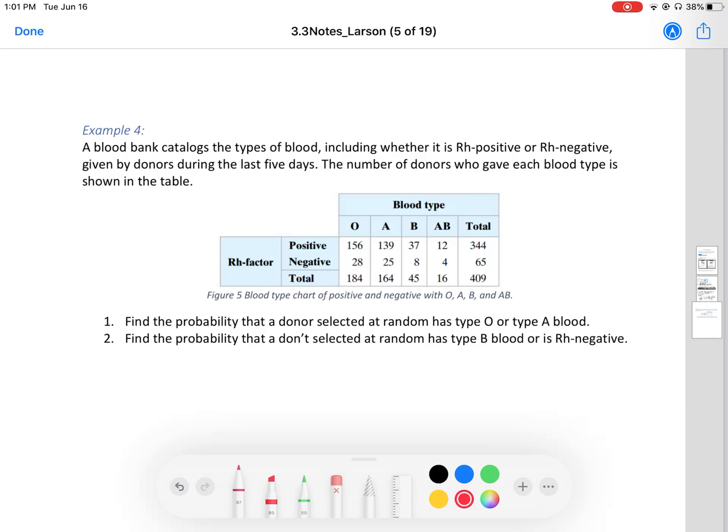So here I see that I can have positive O, positive A, positive B, positive AB, and of all the positive blood types, we get a total. We also get a total vertically of each blood type, including both positive and negative, right? And we get a number for each one. And we also get a special total of all the numbers.